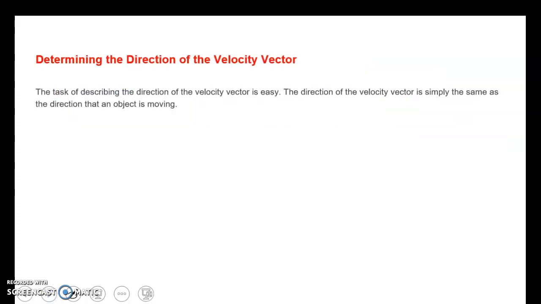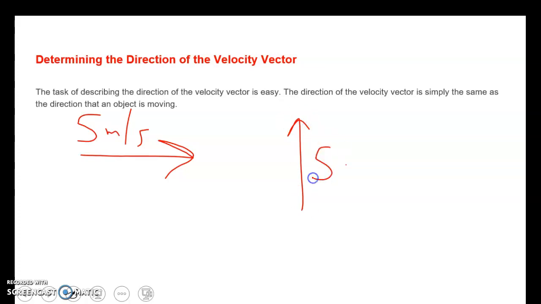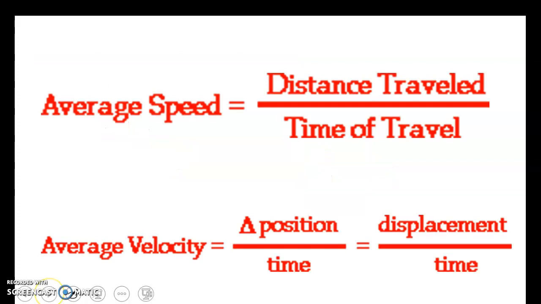So now, velocity vectors. This is pretty easy, and I put it in words here: if we're going to the right 5 meters per second, then our velocity vector is to the right 5 meters per second. So it's pointing in the right direction. If we're moving north, and we'll just use normal directions, we're going north 5 meters per second. So it's just the direction the object is moving, and that'll be important when we talk about acceleration.